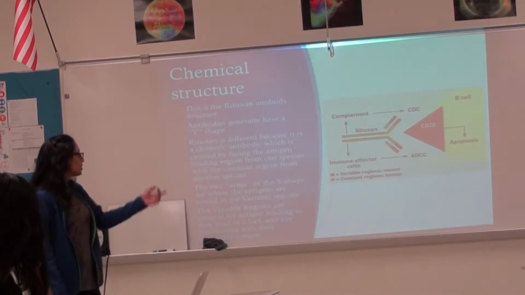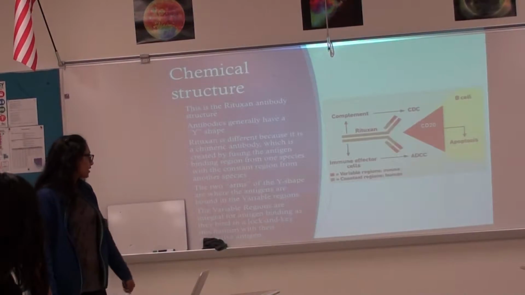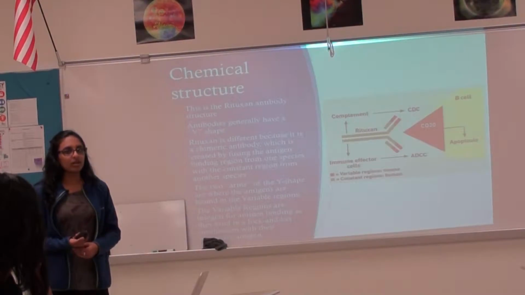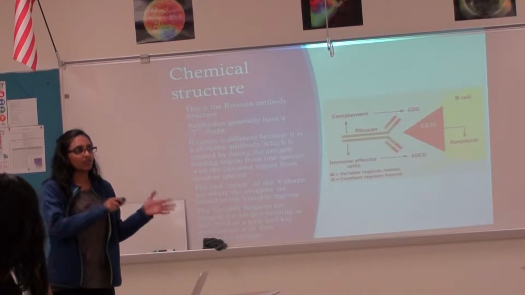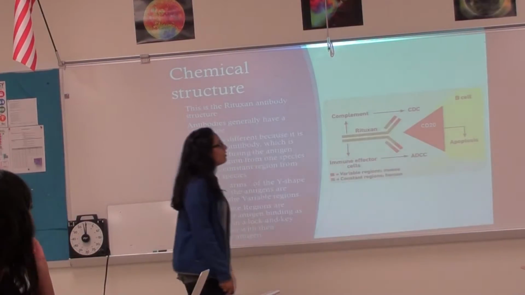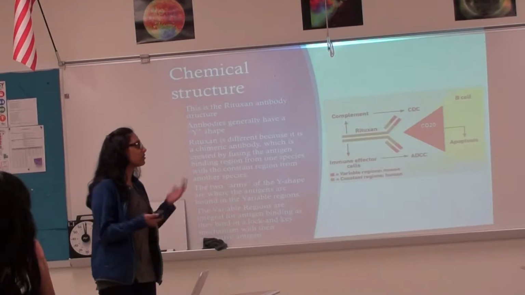The variable regions are integral for antigen binding, as they bind in a lock and key mechanism with the respective antigen. Something I found interesting was that antibodies are all different from each other, even though they have a generic Y shape. There's always something different on this section usually, and based on how it's different, they attack certain cells in your body.